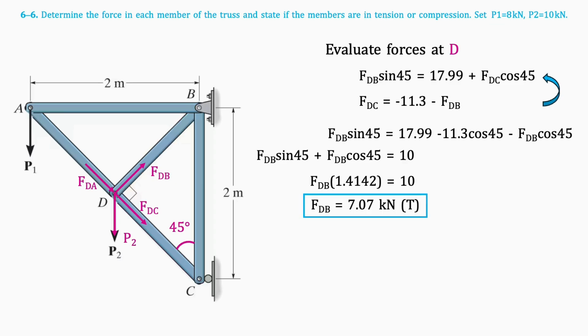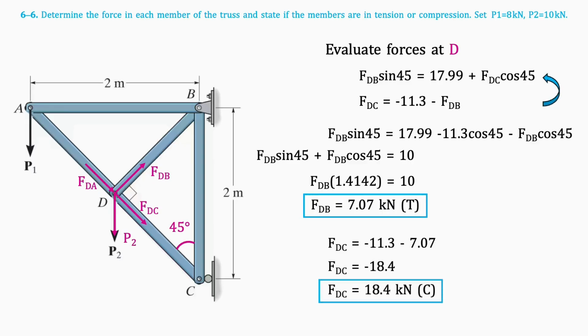Knowing the value of FDB allows us to easily solve for FDC using the equation we previously found. This result is negative 18.4 kilonewtons, so it is a compression force. As such, we must flip FDC in our free body diagram.